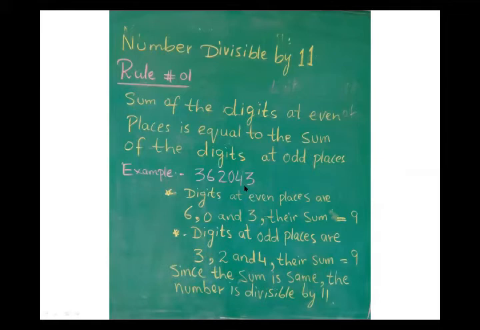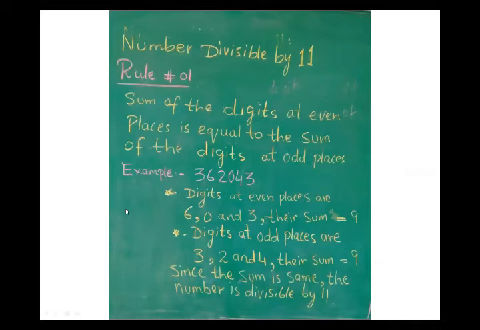In your book exercise, you check the divisibility rule. We pick rule number 1, in which the sum of the even places is equal to the sum of the odd places. If the sums are equal, then we say that the actual number is divisible by 11. Hope you clearly understand the rule we follow for the divisibility of 11.